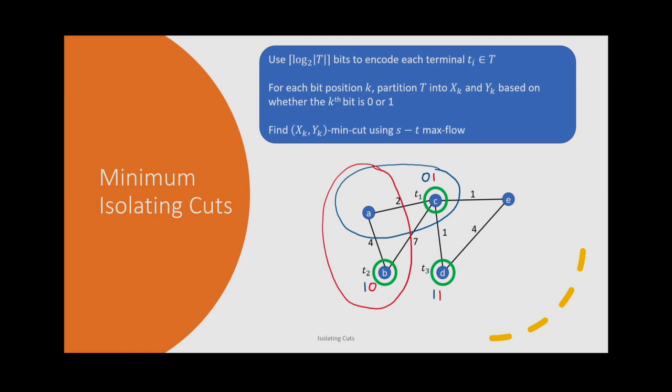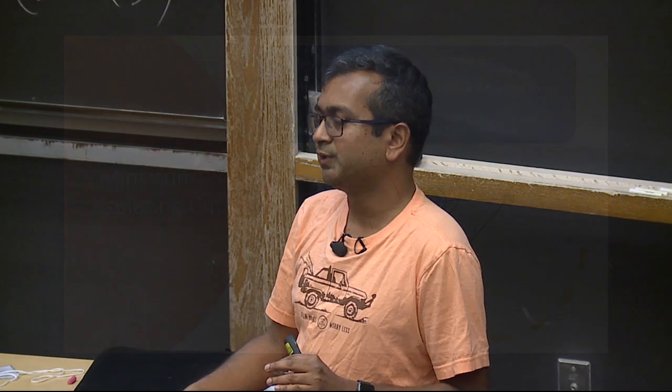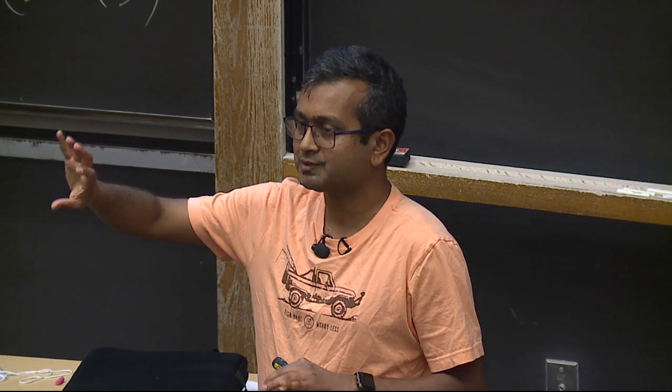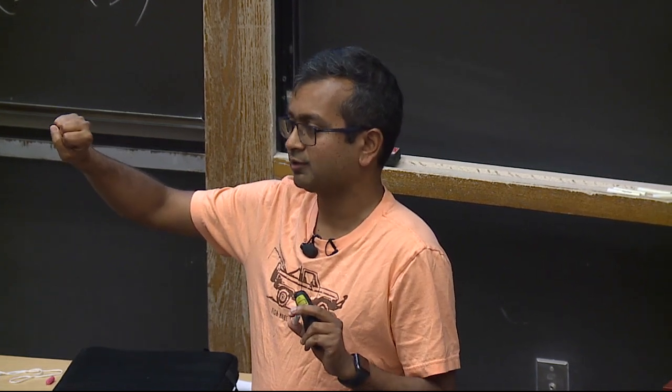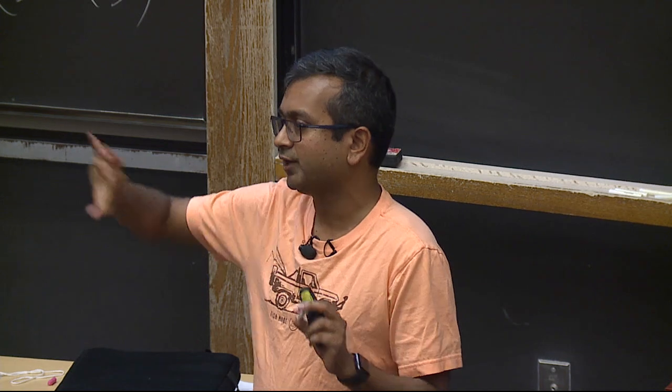Next, what I do is I find minimum cuts between the entire set xk and the entire set yk. So I contract the entire set xk into a single vertex, contract the entire set yk into a single vertex, and find the minimum st cut separating these 2 vertices in my graph. Okay, so that's my first algorithmic step. I do this binary encoding. Based on each bit position, I do a bipartition of the terminals, contract the terminals on the 2 sides of this bipartition, find an st min cut.